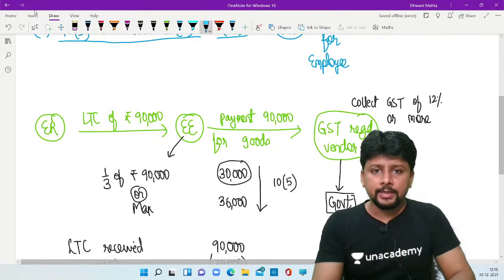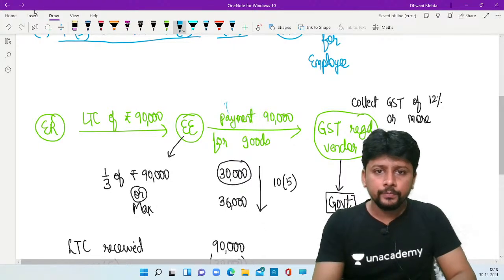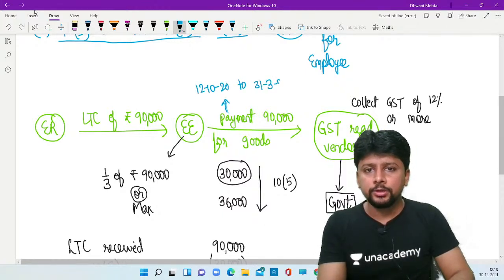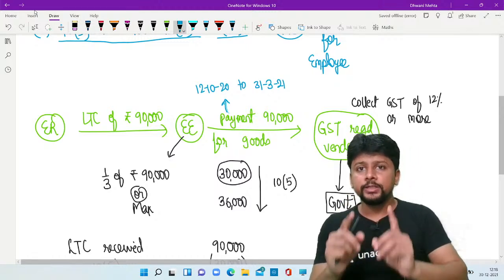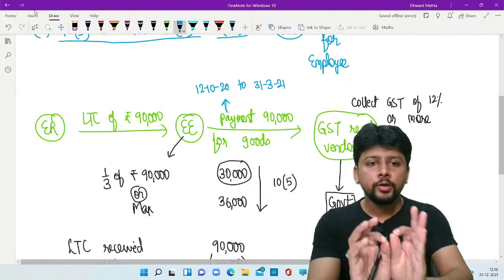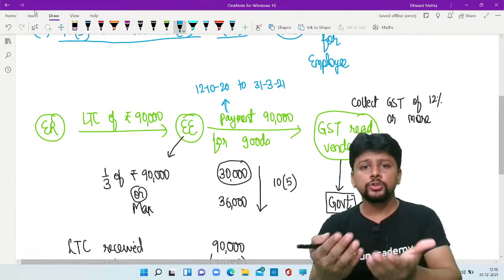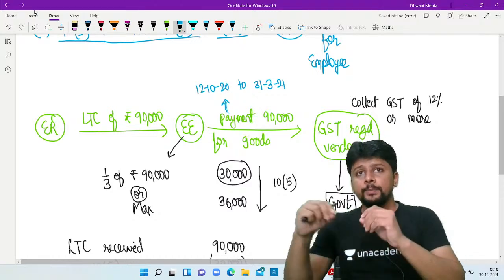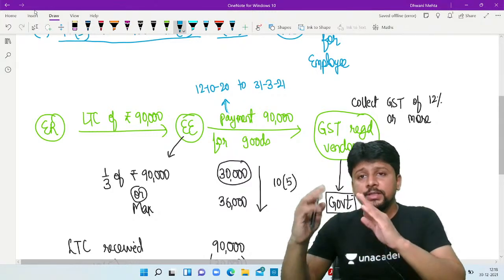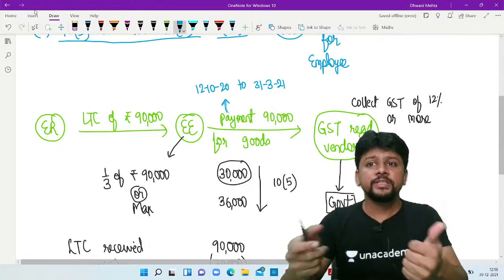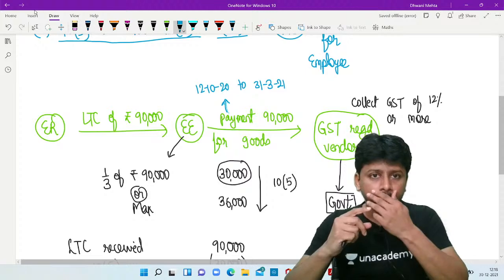This expenditure that I'm incurring, the specified expenditure, should be incurred between 12th October 2020 and 31st March 2021. If this expenditure is incurred prior to 12th October 2020, then it is not eligible for this exemption. Also, if I use this 90,000 rupees to purchase goods or services where the GST is below 12%, again, it is not covered as specified expenditure, so no exemption is available.